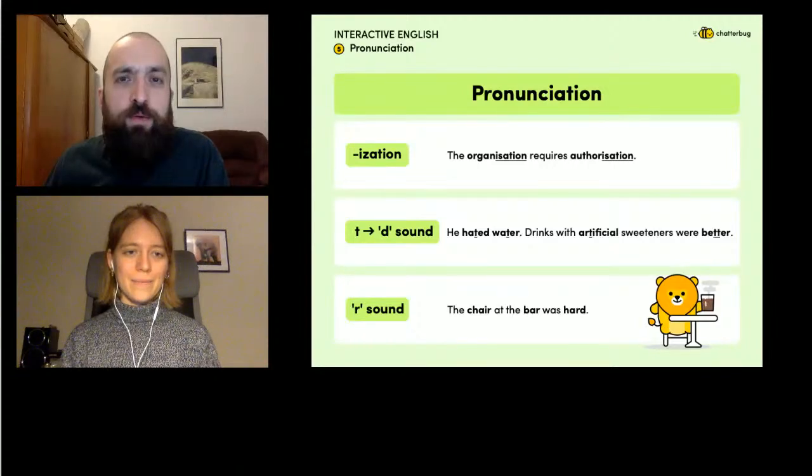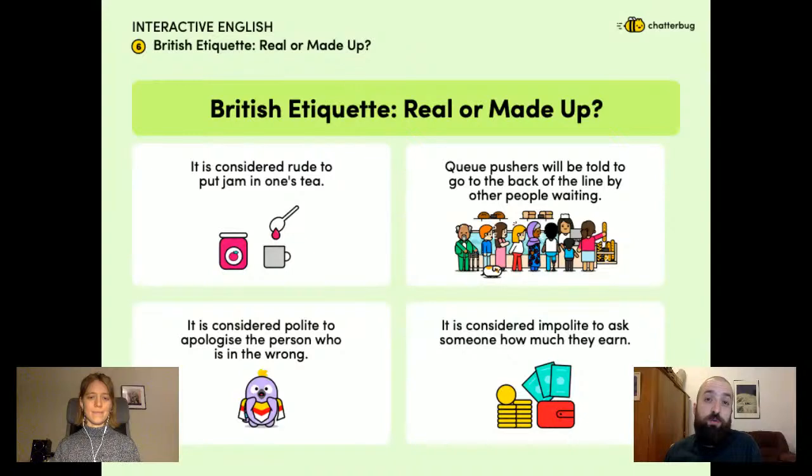Okay, well, let's quickly move on to one more, and this one's very short. It's a little bit about British etiquette, and real or made up is the name of the game. I've got 4 here. I'm going to ask you whether you think this is real or made up. Is this true etiquette or not? It is considered rude to put jam in one's tea.